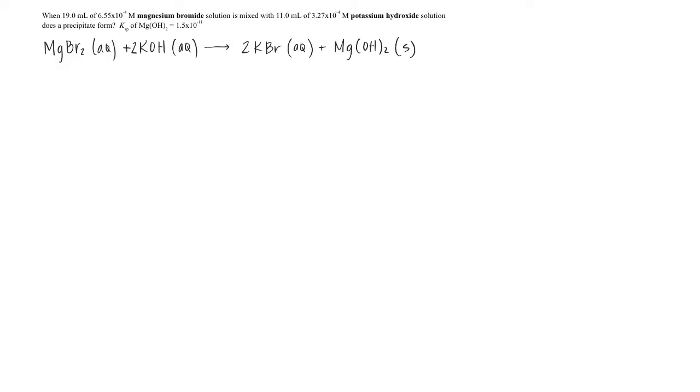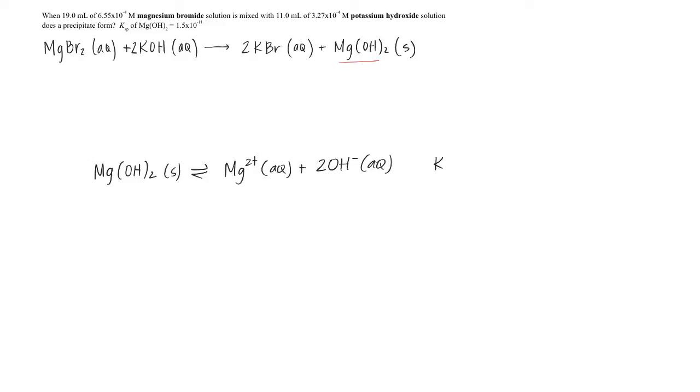When solutions containing magnesium bromide and potassium hydroxide are combined, magnesium hydroxide can precipitate. Magnesium hydroxide can slightly dissolve in the following reaction to produce some magnesium 2+ ions and hydroxide ions.